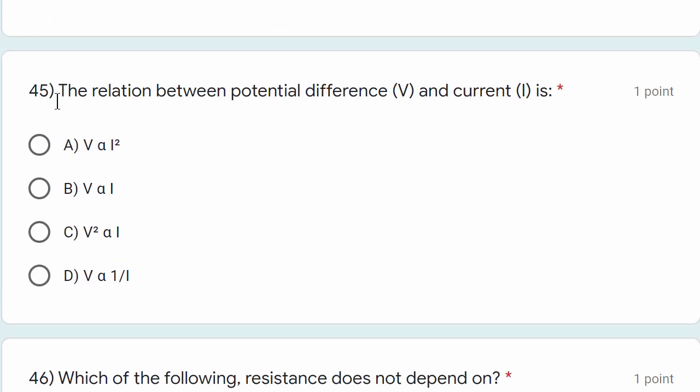45th question, what's the relationship between potential difference and current? This is Ohm's law. Ohm's law says voltage is proportional to current. Voltage is proportional to current.